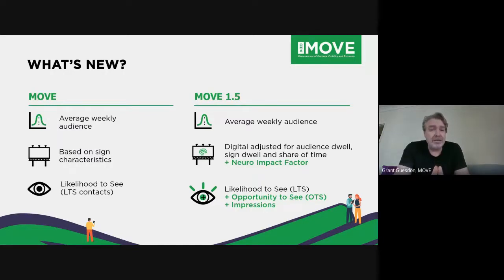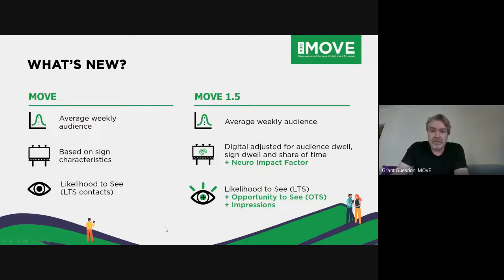We've also added to the likelihood to see impressions where we give you the likelihood to see. We've added in the opportunity to see so that you can see the volume of people in that location as well, which is important if you're comparing to other metrics. So there's a bit going on, and that's all in the new reporting. I'll talk more about that in a minute.